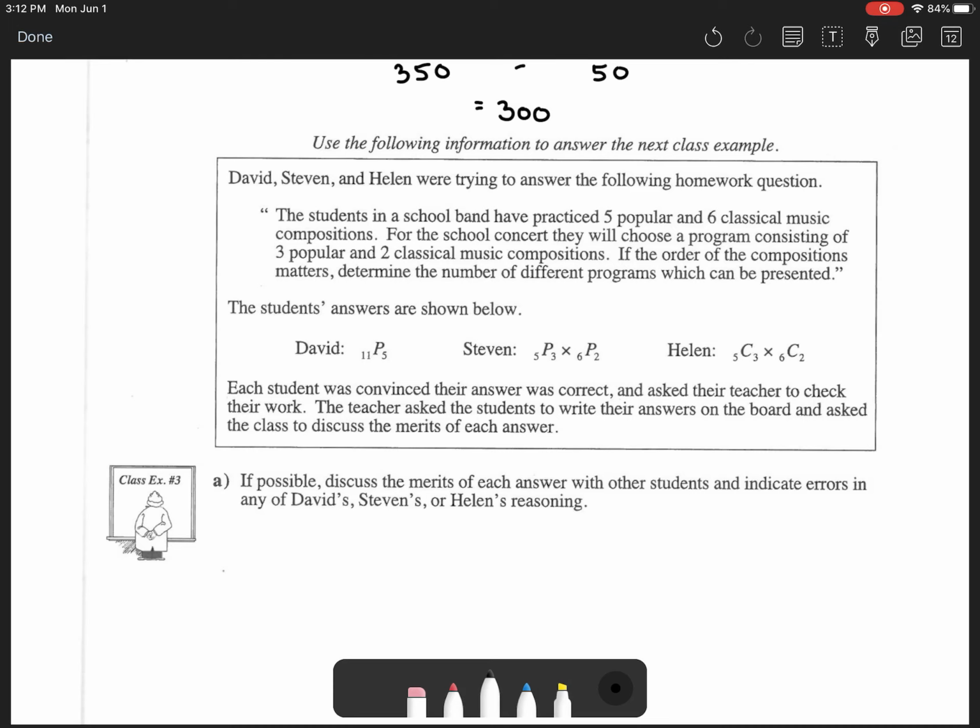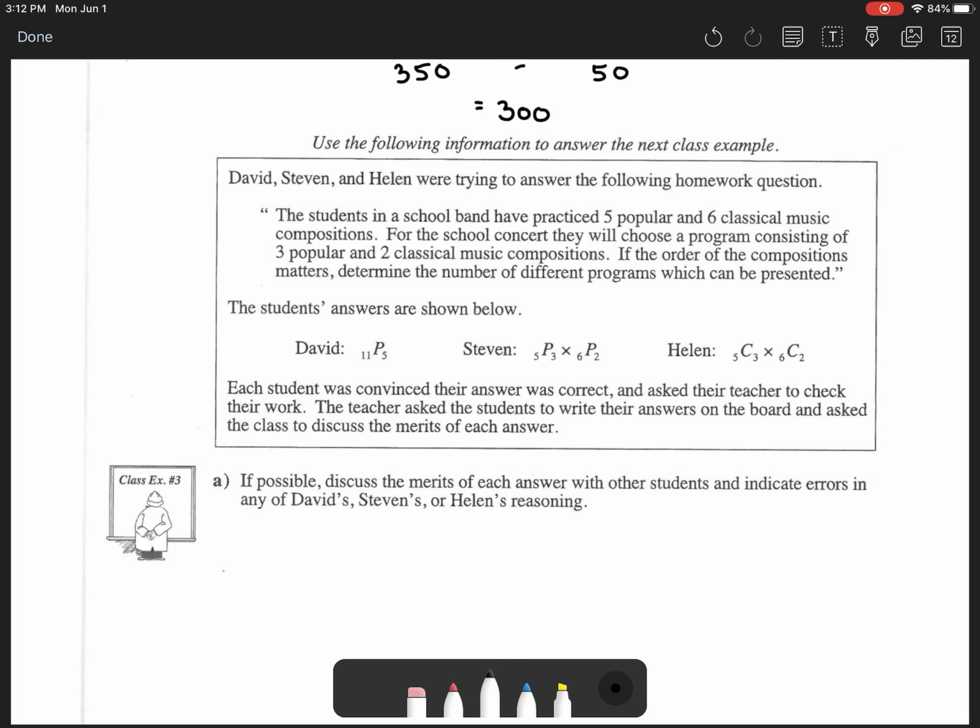Last question here. It says use the following information to answer the next class example. David, Stephen, and Helen were trying to answer the following homework question. The students in the school band have practiced 5 popular and 6 classical music compositions. For the school concert, they will choose a program consisting of 3 popular and 2 classical music compositions. If the order of the compositions matters, right there you know that you're most likely dealing with a permutation. Determine the number of different programs which can be presented.